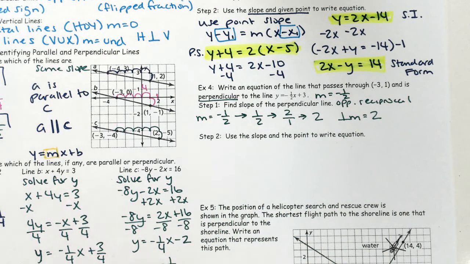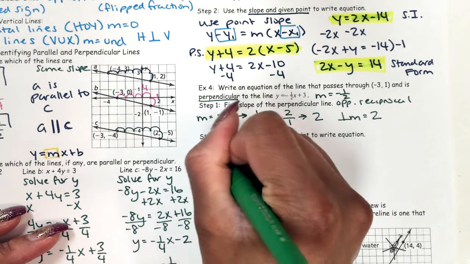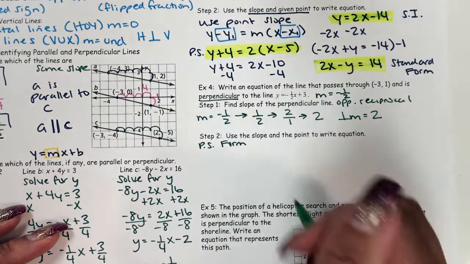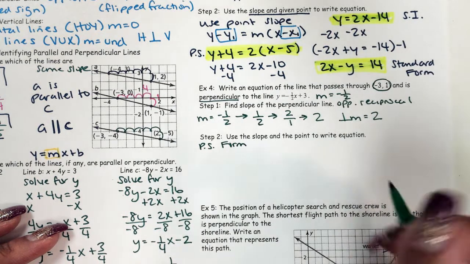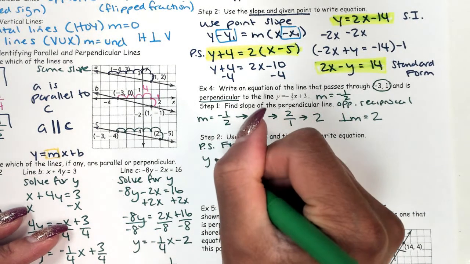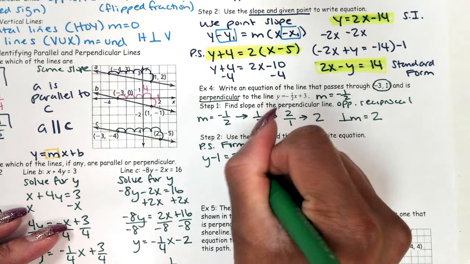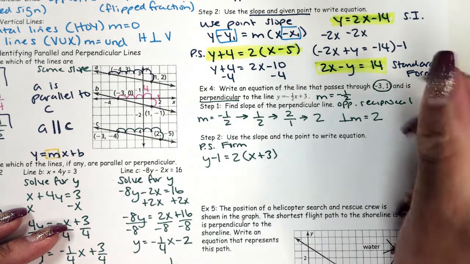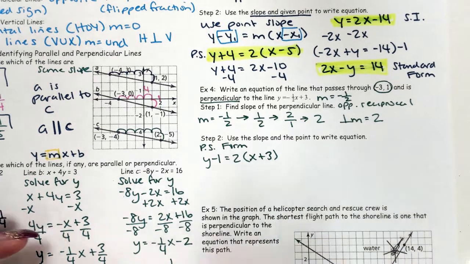Now it says use the slope and point to write the equation. Just like we did before, we're going to use point slope form. Point slope form is written there, so we're going to use the same thing with our new point, (-3, 1). So I have y minus 1 is equal to our new slope, which is 2, and then parentheses x plus 3, because we're taking the opposite of x1. So there's point slope form.